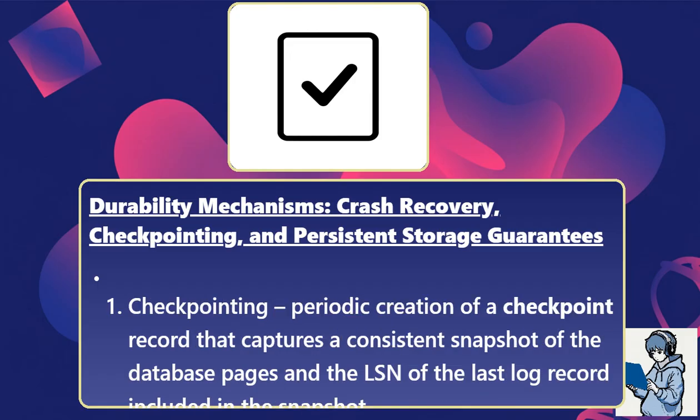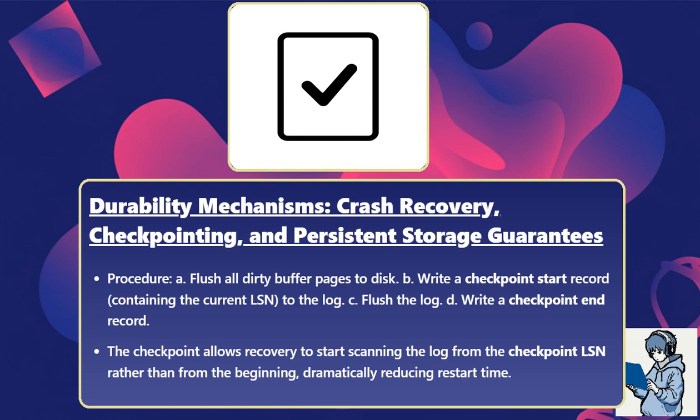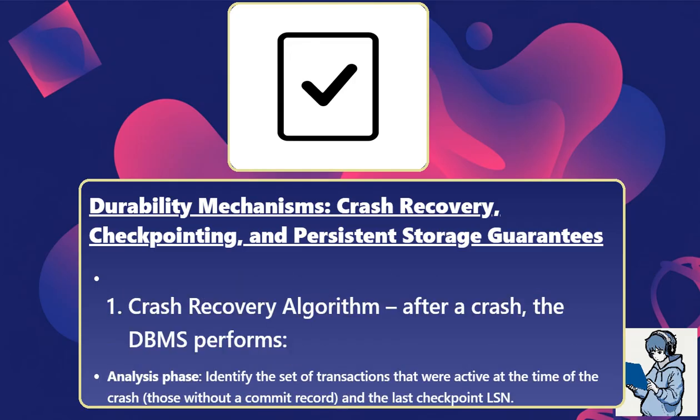Checkpointing: periodic creation of a checkpoint record that captures a consistent snapshot of the database pages and the LSN of the last log record included in the snapshot. Procedure: first, flush all dirty buffer pages to disk. Second, write a checkpoint start record containing the current LSN to the log. Third, flush the log. Fourth, write a checkpoint end record. The checkpoint allows recovery to start scanning the log from the checkpoint LSN rather than from the beginning, dramatically reducing restart time.